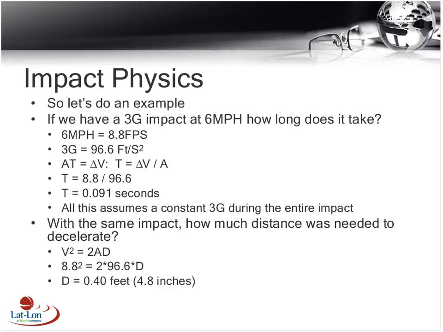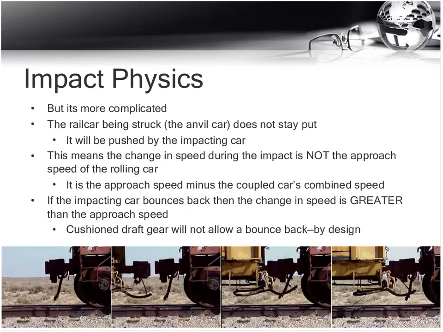And the other question would be, well, how far was the travel distance in that situation of 3 G's and 6 miles per hour? And you use the v squared equals 2 times acceleration times distance, and you work it out: 2.4 feet, which is about 4.8 inches. So these are all numbers kind of typical and representative of a rail car coupling event.